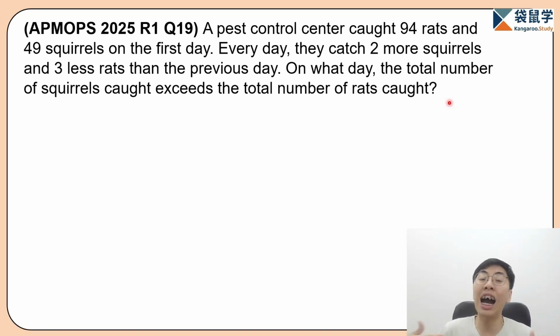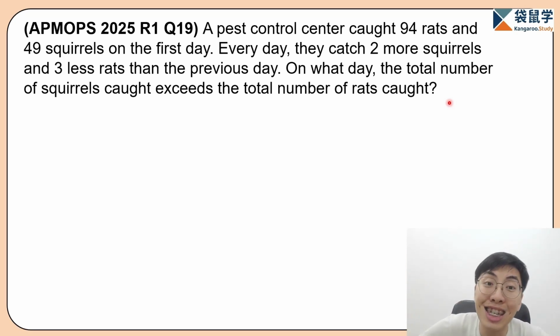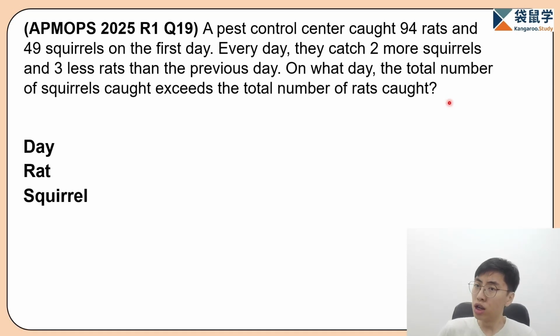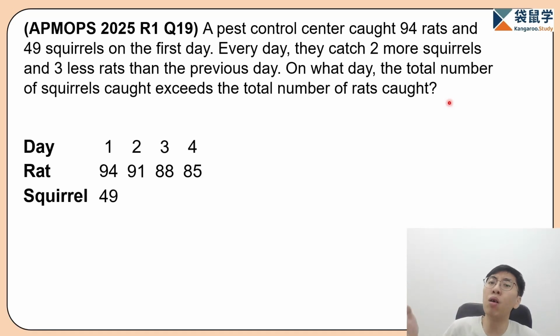This question is asking us about rats and squirrels, and the number that they are catching every day is different. So of course, the first thing we can think about is to list them down and see what the changes are. Let's say on day 1, there are 94 rats and 49 squirrels. Then on the second day, there are 3 less rats than the previous day. How many rats are there? There should be 91 rats. And on the third day, just 3 less again, 88. And followed by 85. So that is the number of rats.